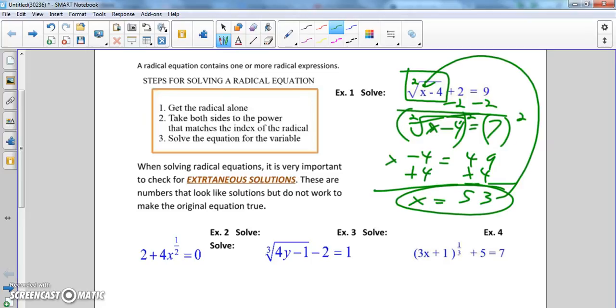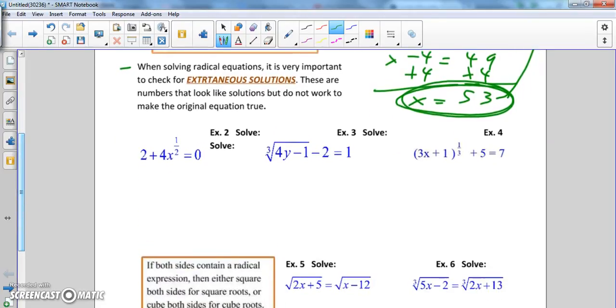Now, it says here, when solving radical equations, it's very important to check for extraneous solutions. Nice big fancy math word. It simply means these are numbers that look like solutions, but do not work to make the original equation true. So, as you can see, I would have to plug my number in anyway to test for extraneous solutions, but also to check for any errors, which I made, clearly.